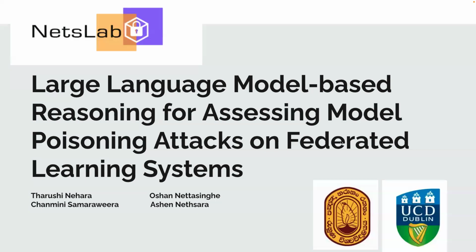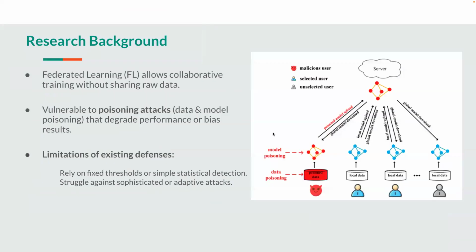This is our demonstration on DistilGuard, a large language model-based reasoning for assessing model poisoning attacks on federated learning systems. We'll start with an introduction to the challenge we aim to address. Federated learning enables training without sharing raw data, but it is vulnerable to poisoning attacks that degrade model accuracy or inject bias. Existing defenses depend on fixed rules, simple assumptions, or computationally expensive techniques. Our approach reframes detection as a natural language problem for LLMs.